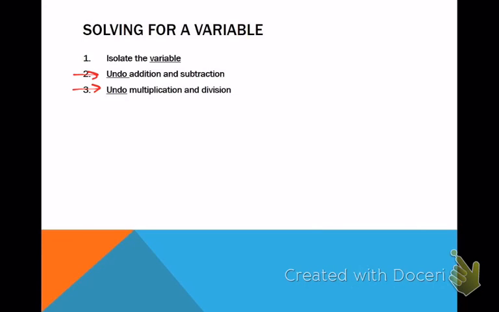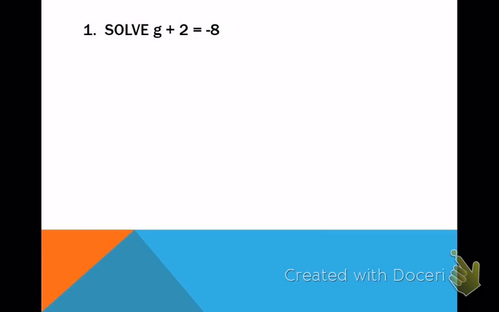Okay? And we'll talk more about that as we start solving more complicated equations. Okay? So, let's give it a shot. Let's solve this first guy. Well, here's the variable that you want to isolate, this g. So if you have any addition or subtraction around it, then you want to undo that.